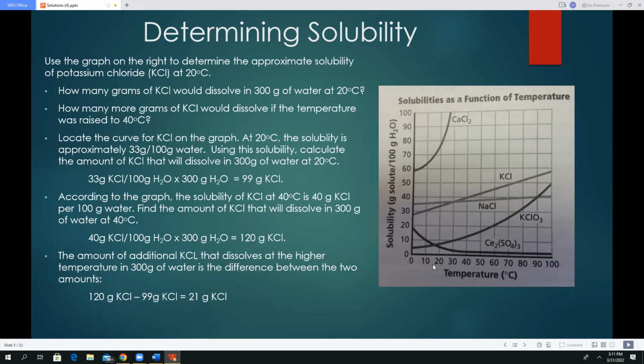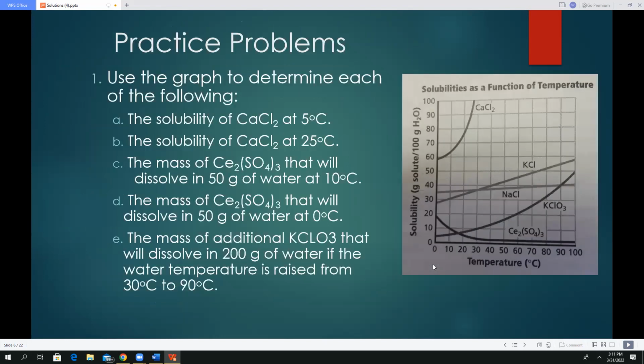Okay? So that's how you would read this kind of graph. You have a problem in your next assignment that will do this same exact thing. These are the practice problems right there, and they are the same ones in your questions at the beginning. What you need to do is look at your graph, like I showed you, at the temperature and the curve that corresponds. All right, so that's that.